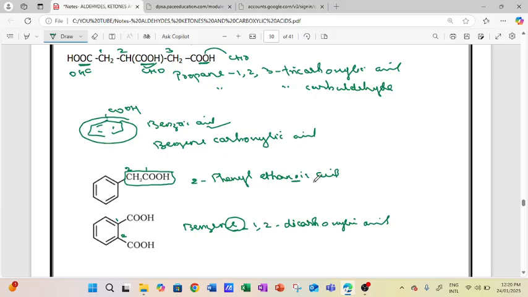So these are some of the things you have to keep in mind while writing the IUPAC name of carboxylic acids. So I hope you understood.